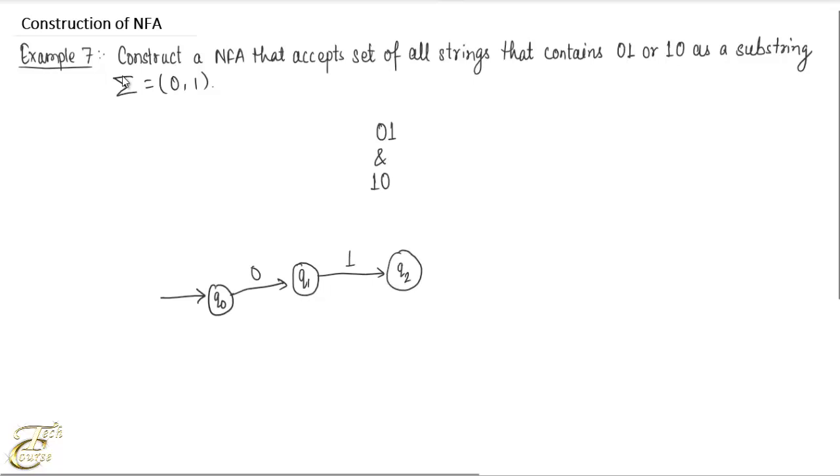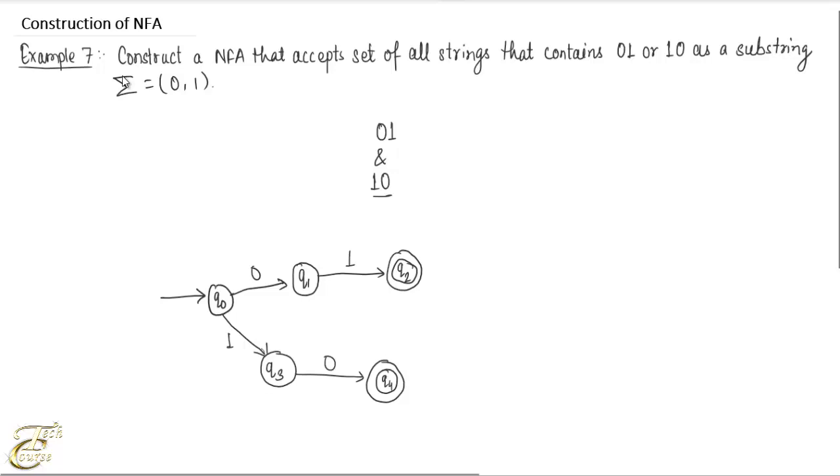Since this string belongs to the given language, we double circle this state. Now representing the other string, reading 1 in Q1 leads to the state Q3. Then reading 0 in Q3 leads to the state Q4. Since this basic string also belongs to the given language, we make Q4 an accepting state.